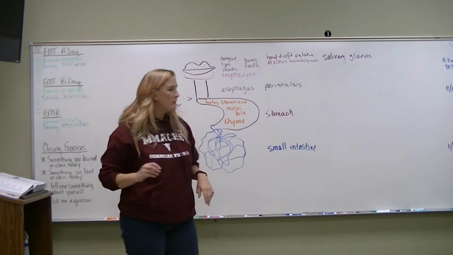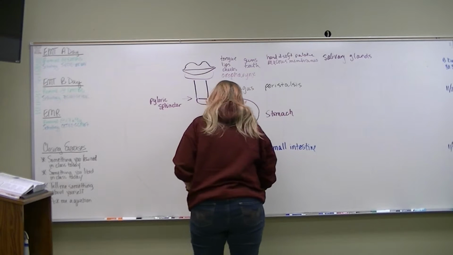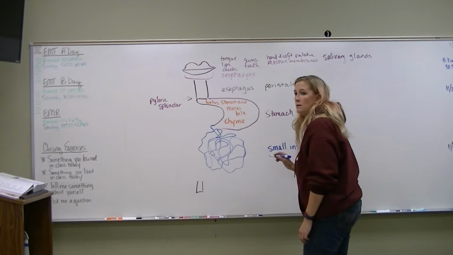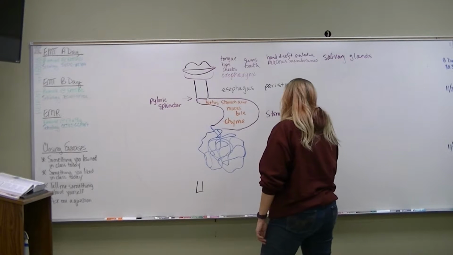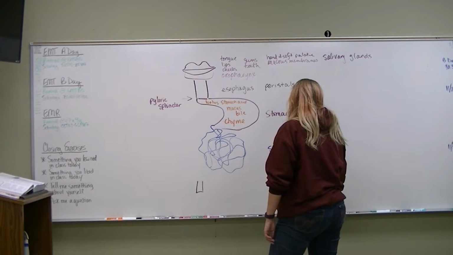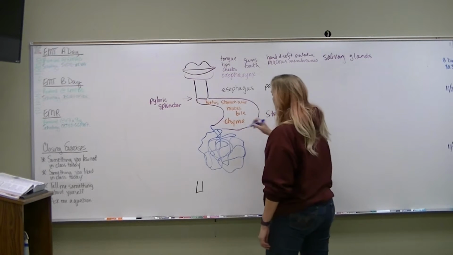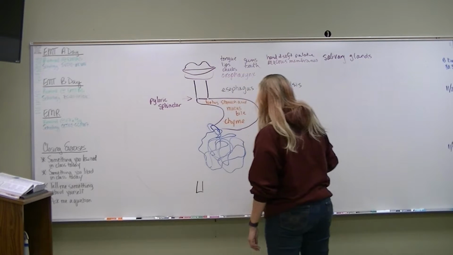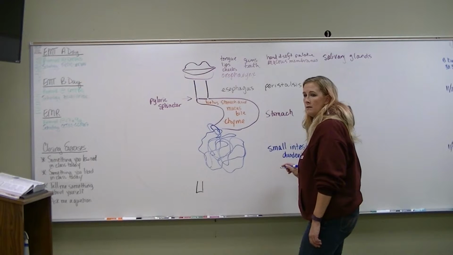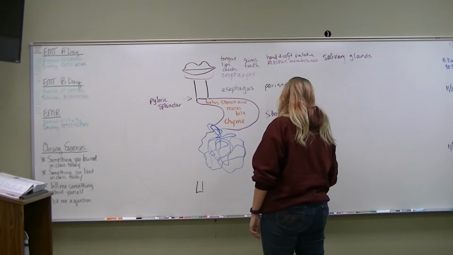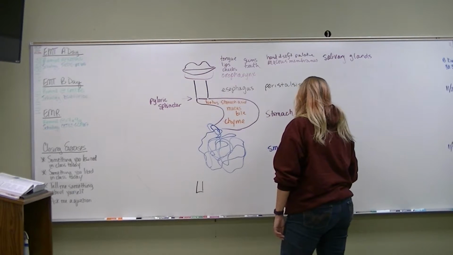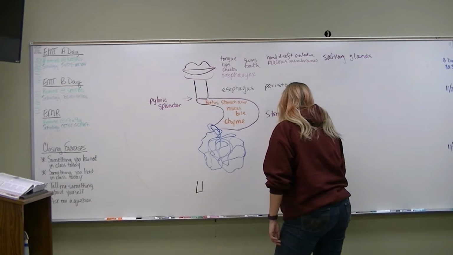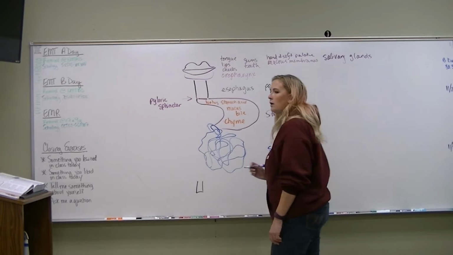The small intestine is made up of 3 parts. What are those 3 parts? Duodenum, which is the top part. That's where the stomach meets the small intestine. Jejunum. And the ileum. Have we heard the word ileum before? Yes.